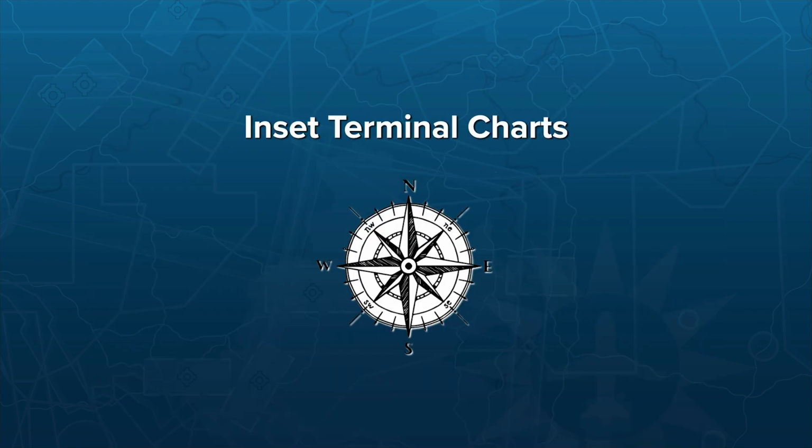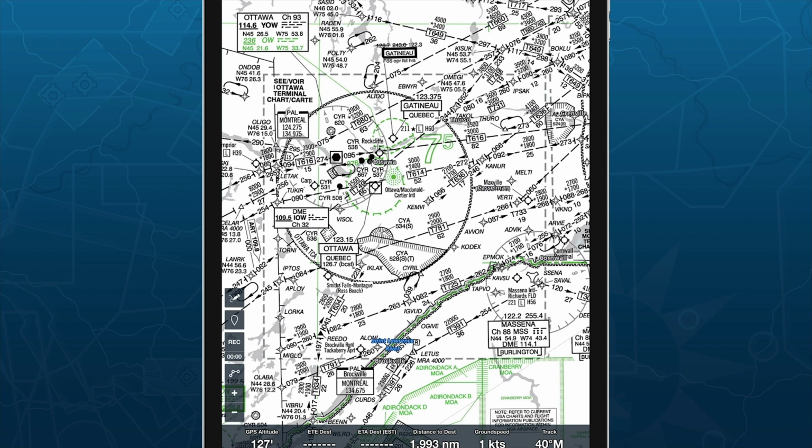Since we're on the topic of charts, let's take a quick look at inset terminal charts. So here's a view of the IFR low chart in the Ottawa area, and you can see that there's a faint gray dashed line that makes a square around the Ottawa terminal area. Here, I'll highlight it there. So that's the area, and if you look in the top left corner, it says see the Ottawa terminal chart. So this is the inset Ottawa terminal chart, and you can view that in ForeFlight in a few different ways.